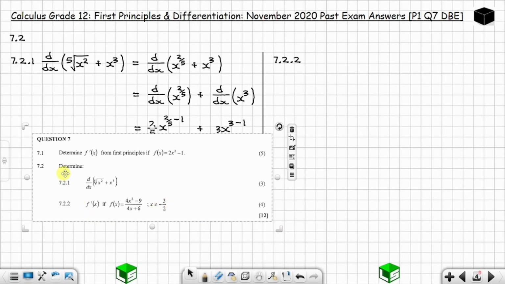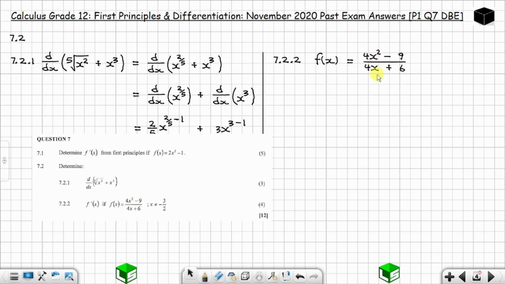The question says determine 7.2.2, determine f prime x if f of x is equal to this and x is not equal to negative 3 over 2. Okay, we are given f of x is equal to 4x squared minus 9 over 4x plus 6. Now the question is to determine f prime x, or the derivative of f of x, right?